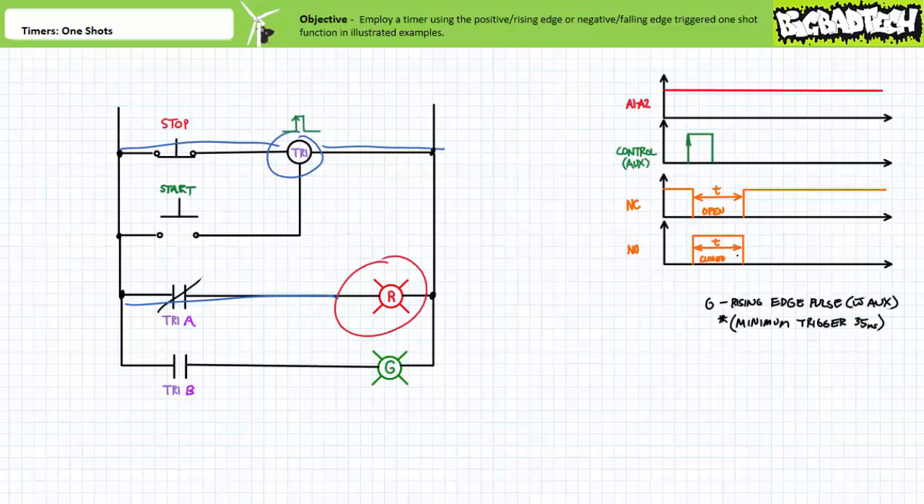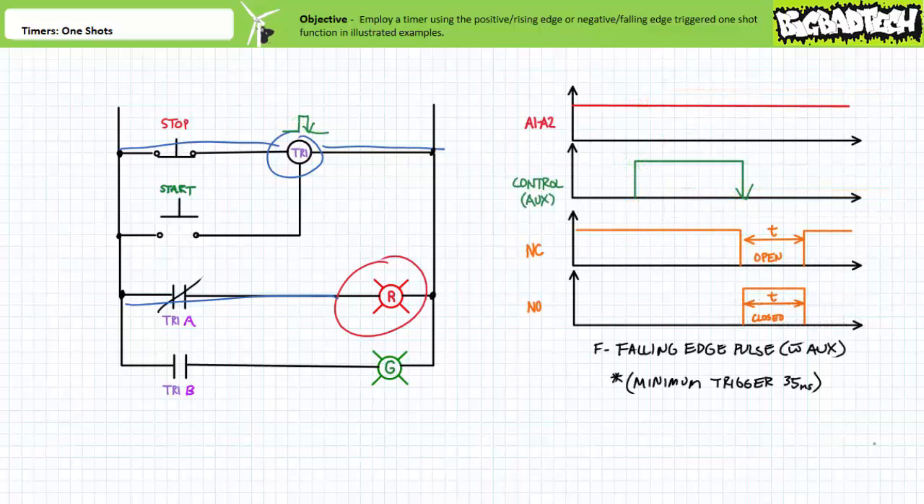In summary, this system making use of a positive edge triggered one-shot executes a single action for a specified time period when an operator presses start. However, the function is ongoing to ignore repeated inputs. Additionally, the stop button serves to cancel an ongoing one-shot.